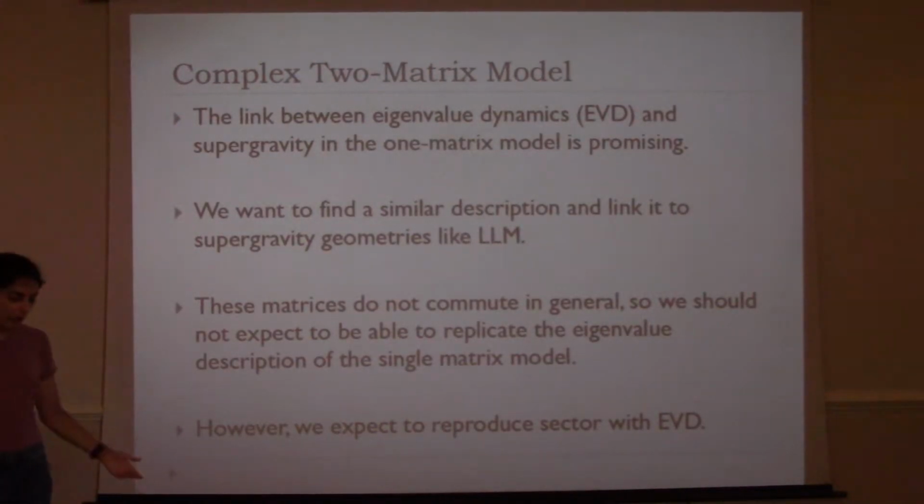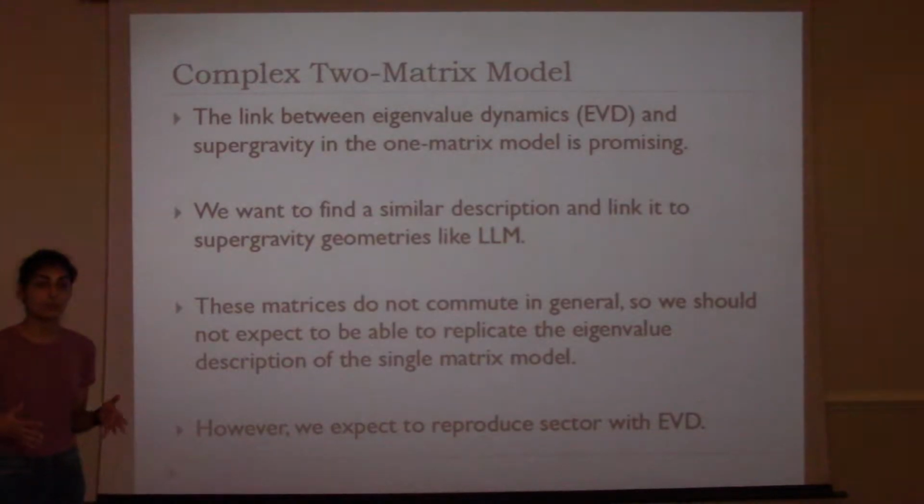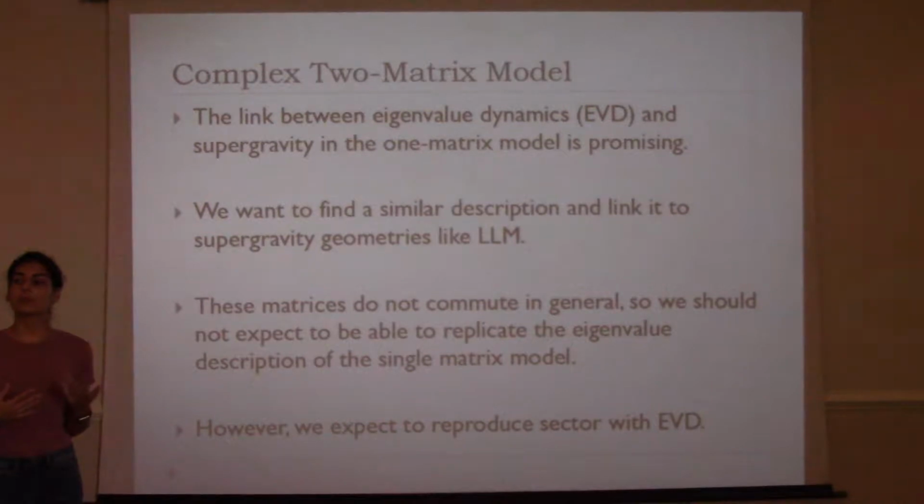And this link is so promising that we want to go ahead and look at a two-matrix model and see if we can find that link there as well, even though for a two-matrix model you wouldn't expect to be able to reproduce correlators with eigenvalue dynamics because your matrices are not simultaneously diagonalizable. However, we think that it should be there, so we're going to try and see if there's some sector in the two-matrix model that can be reproduced with eigenvalue dynamics. And we think that the operators that we should be able to match should be half BPS operators.